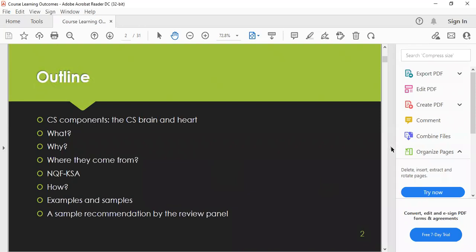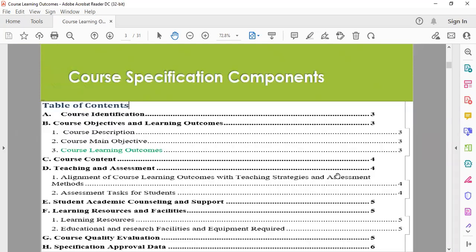Okay. So as the first point, as I mentioned, is about an overview of the structure of course specification. As you can see, these are the major components in the structure of a course specification. The first one is course identification, the general information about the course, the objectives and learning outcomes. And under objectives and learning outcomes, we have course description, course main objective, and course learning outcomes. I have marked this in green because this is the focus of my discussion with you tonight.